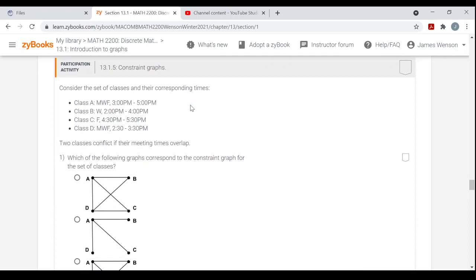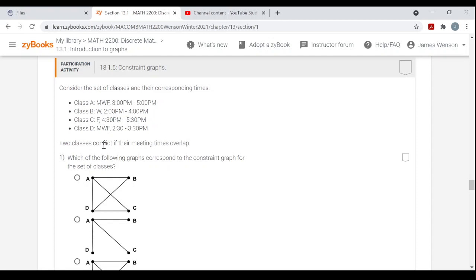All right. So here, constraint graphs, graphs for scheduling. Say we consider the set of classes and their corresponding times. So class A is held Monday, Wednesday, and Friday, runs from 3 p.m. to 5 p.m., and so on.